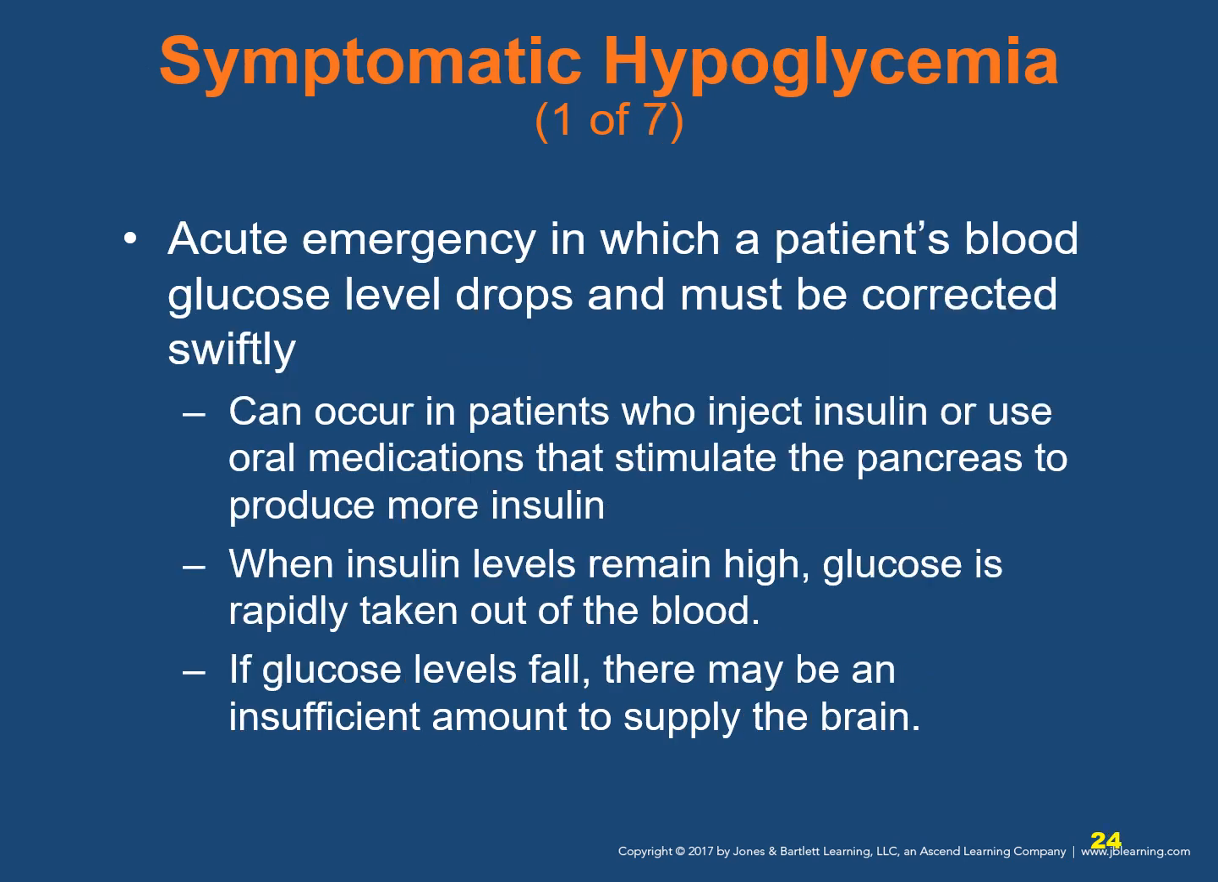Let's talk about symptomatic hypoglycemia. This is an acute emergency in which a patient's blood glucose level drops and must be corrected swiftly. It can occur in patients who inject insulin or use oral medications that stimulate the pancreas to produce more insulin. When insulin levels remain high, glucose is rapidly taken out of the blood. If glucose levels fall, there may be an insufficient amount to supply the brain.